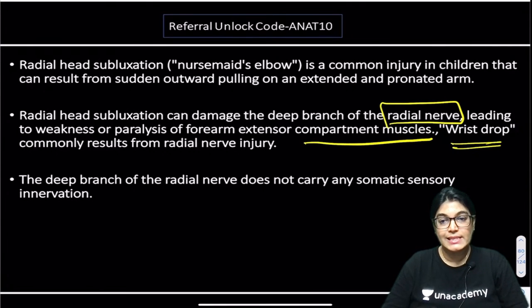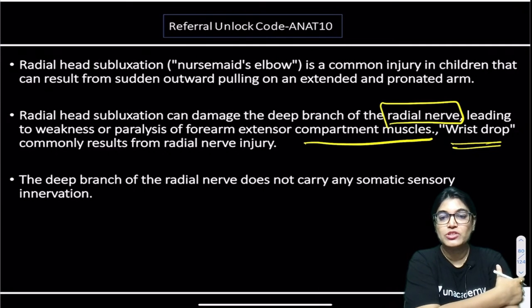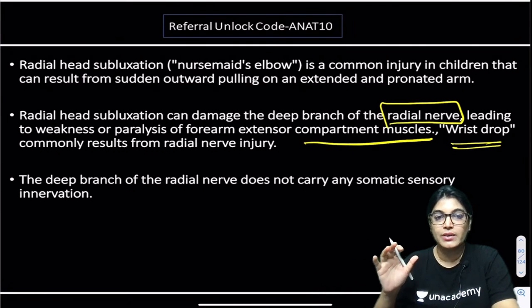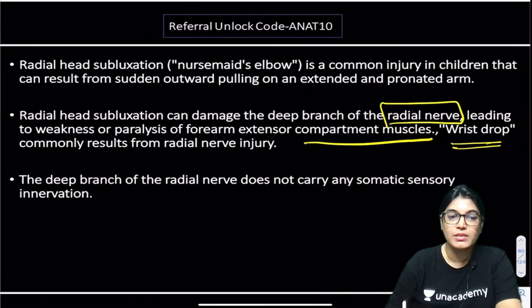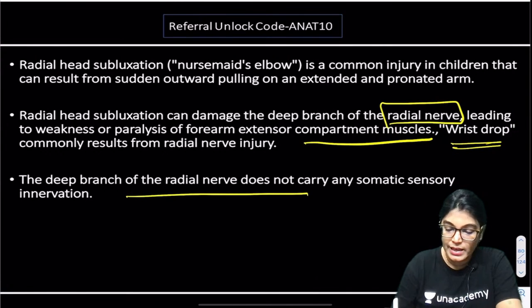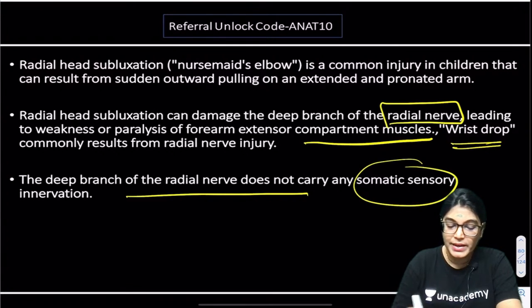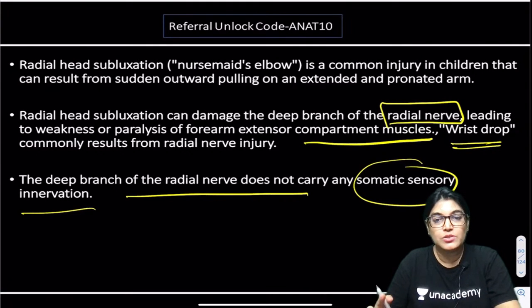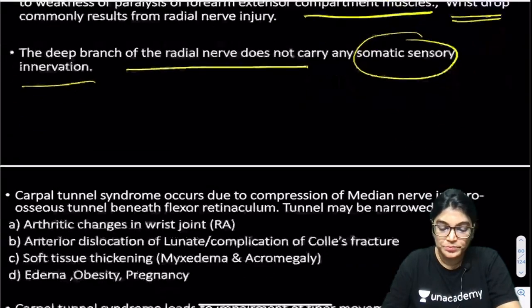Now in this MCQ it was also mentioned that the sensation is intact. The sensation is intact in this condition because the deep branch of the radial nerve is not providing any sensory innervation. So the deep branch is involved, yes, pulled elbow, absolutely right, Sarans, and there is no involvement of the superficial or cutaneous branches.